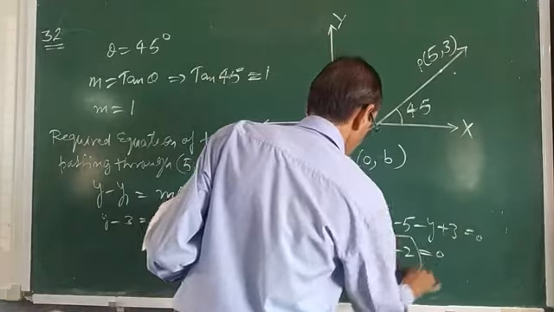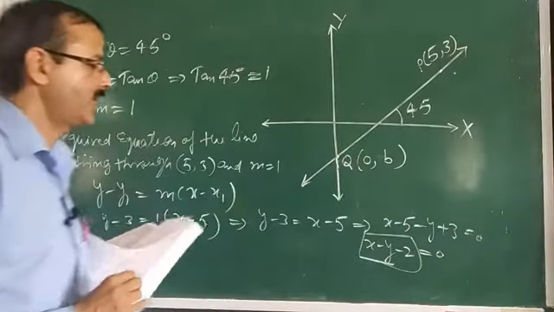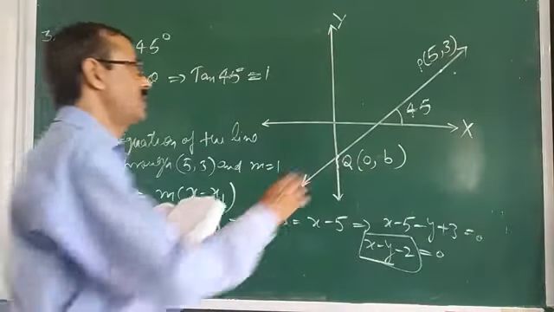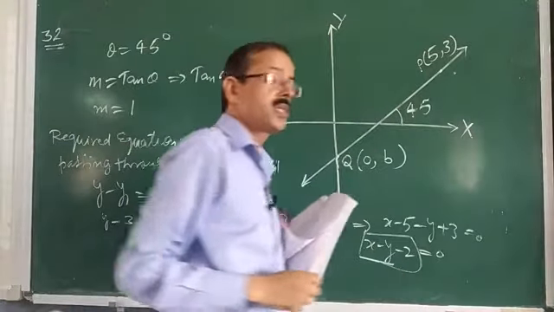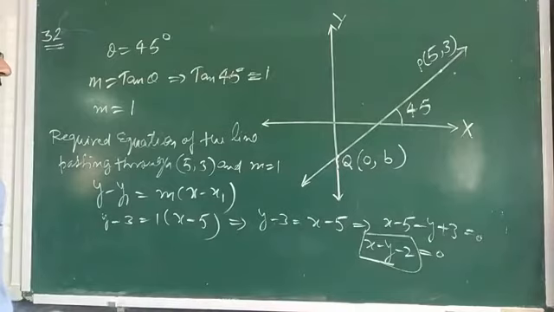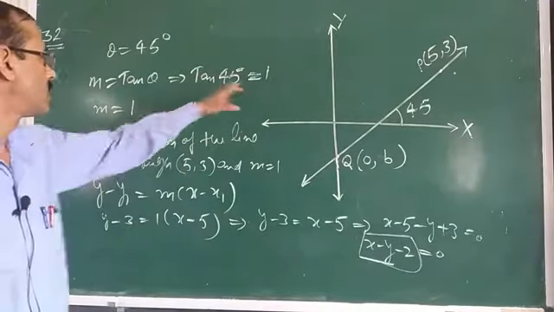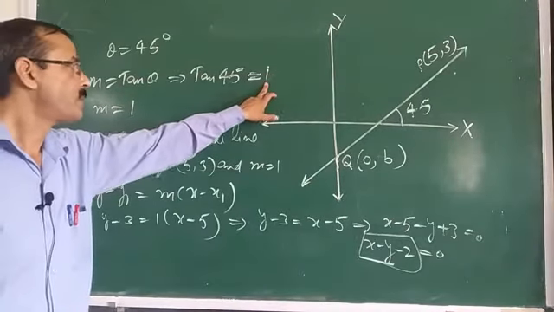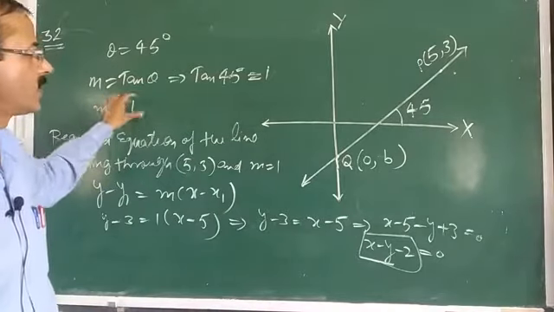So my dear students, this is the required equation of the straight line which passes through P(5,3) with gradient m is equal to 1.